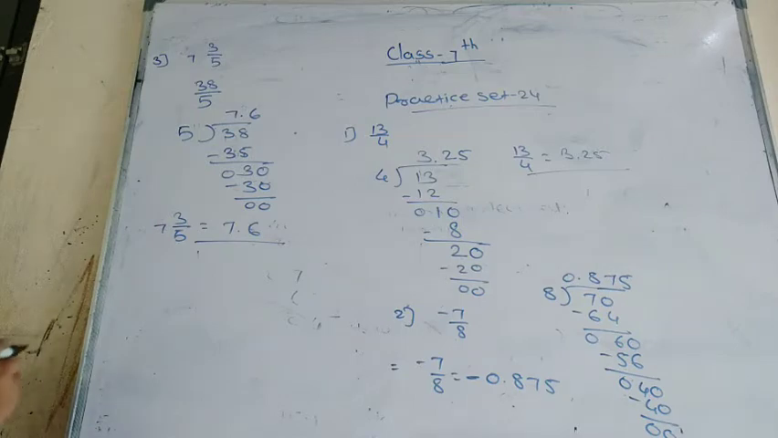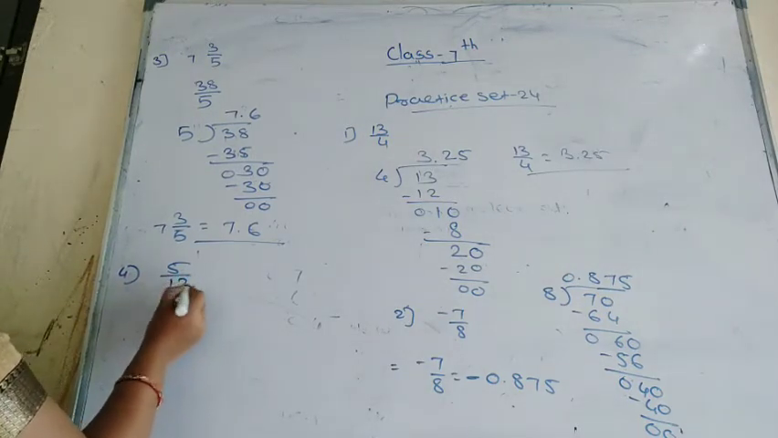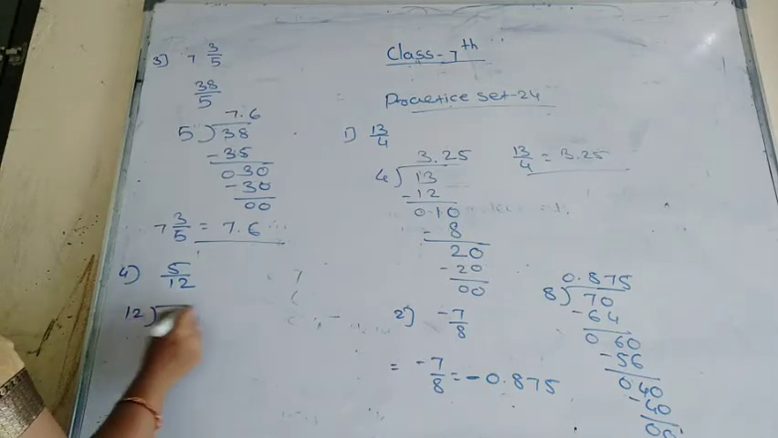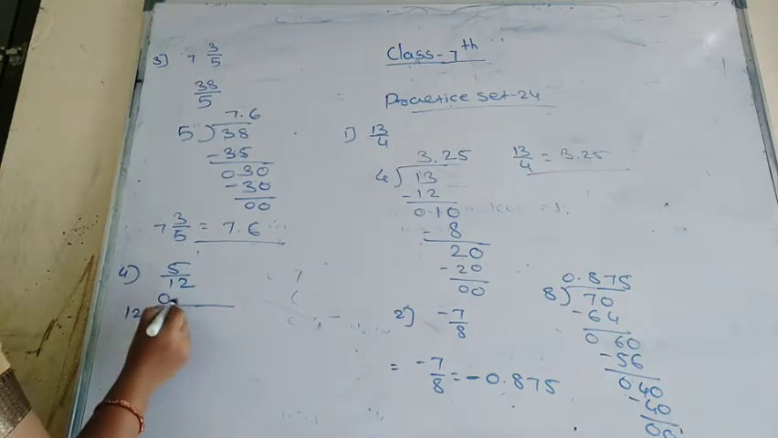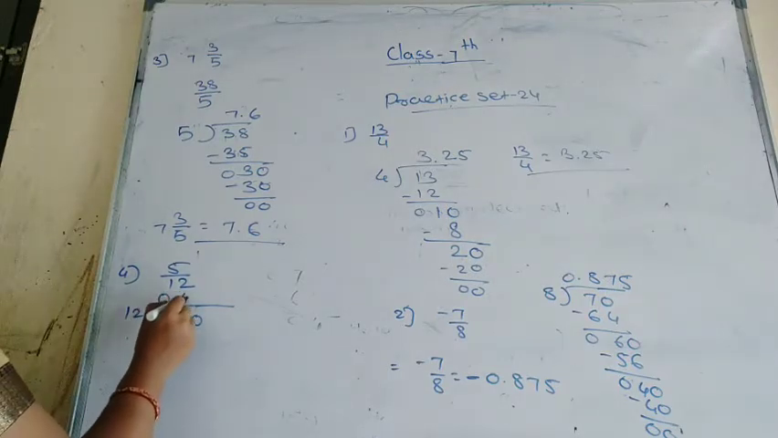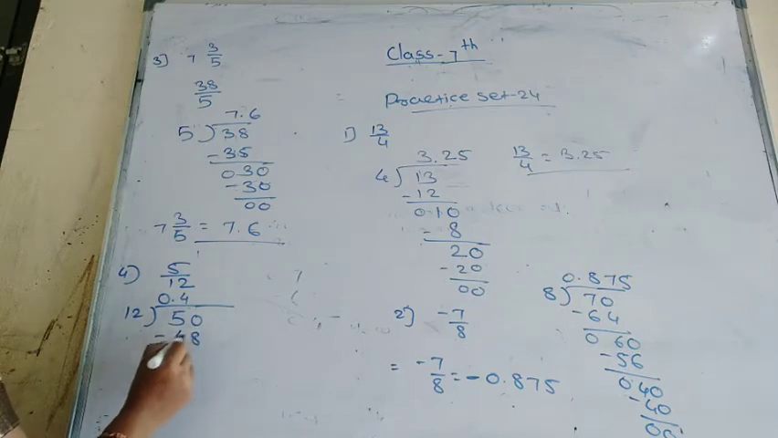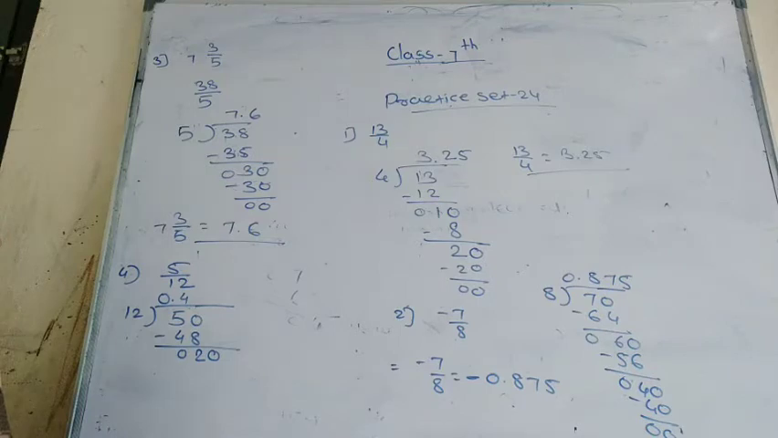Then the fourth one, see. 5 by 12. This 12 divided by this 5. Here firstly you take 0 point, the decimal, 0. Then 12 times 4 is 48. Then 10 minus 8, 2. Here 0. Again take 0, 20.